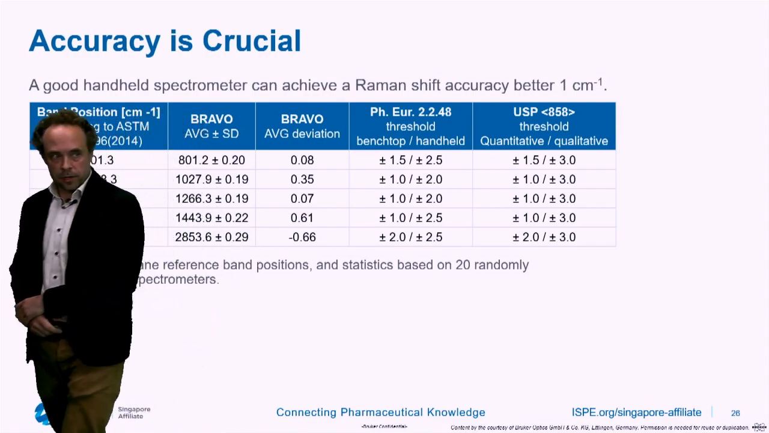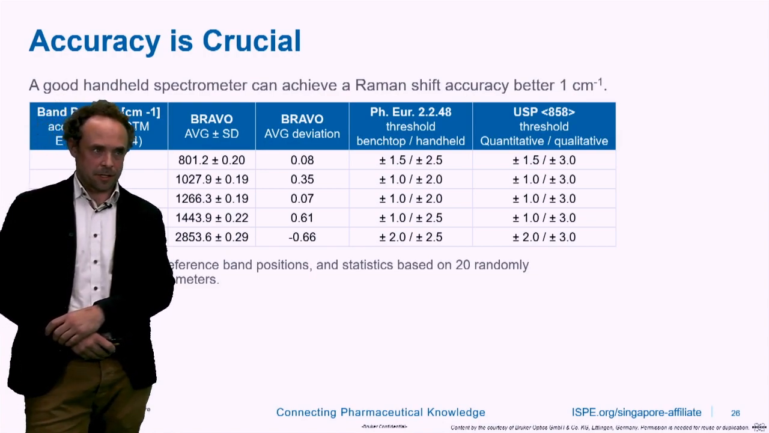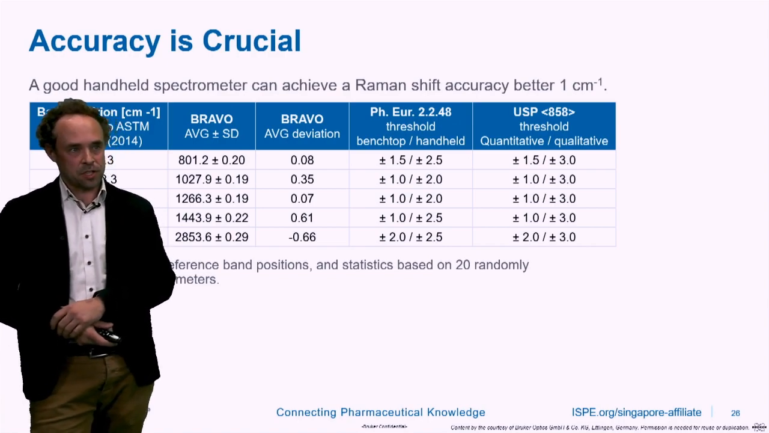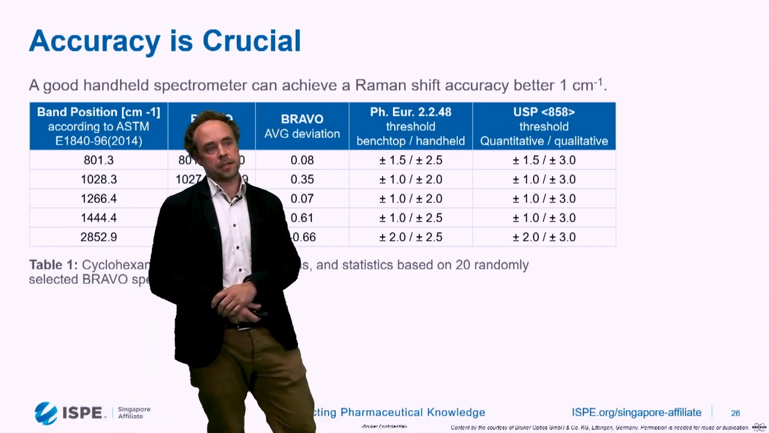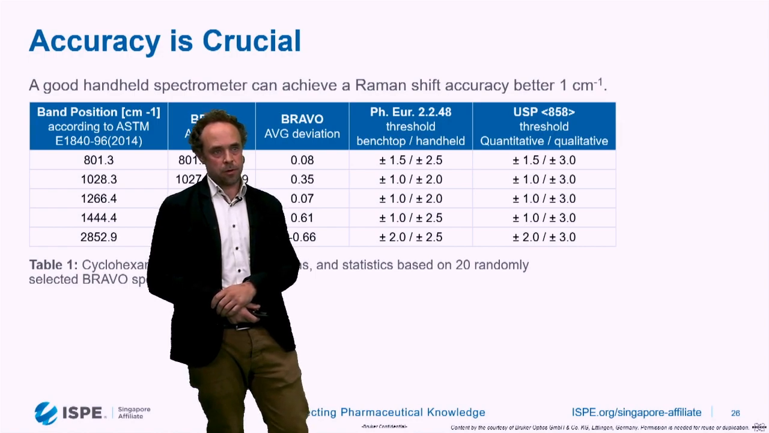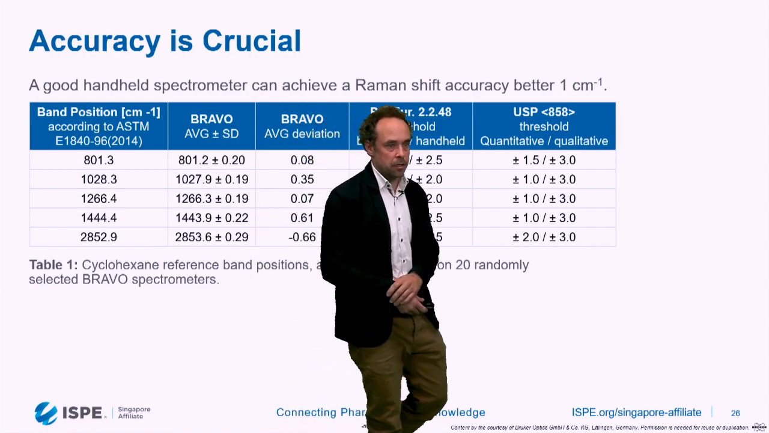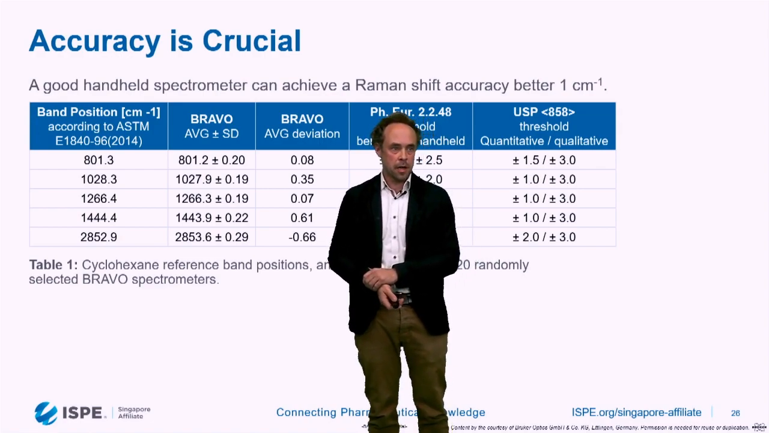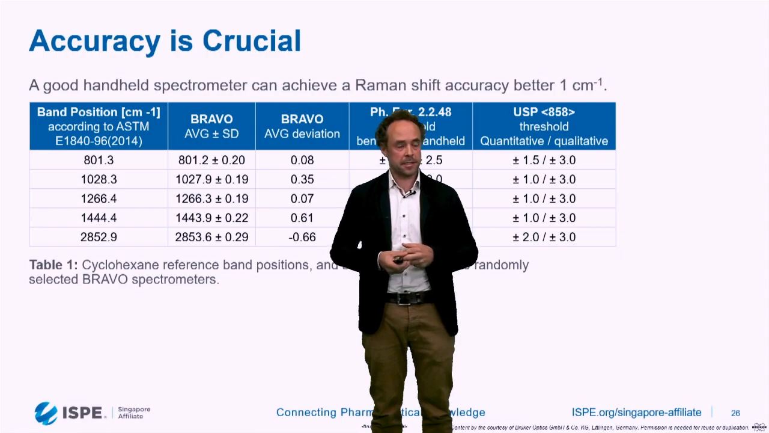A next topic I want to address is Raman shift accuracy. Often this topic was challenging in the 80s and 90s with all the instrumentation needed to achieve good Raman spectroscopy. But I want to emphasize that even with a handheld spectrometer, it's fairly easy to achieve an accuracy better than one wave number. This is shown here in this table, based on 20 randomly selected Bravo handheld spectrometers from production and literature band positions of cyclohexane, which are taken from an ASTM reference.